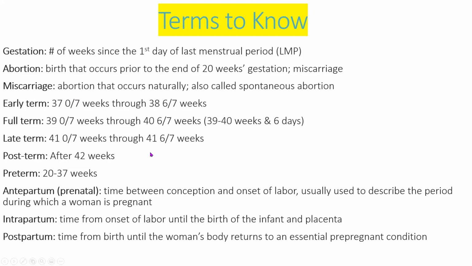Then after the end of the 42nd week, or I'm sorry, the beginning of the 42nd week, it'll be called post-term. And then anywhere between 20 and 37 weeks is going to be preterm. If anyone needs to write this on a diagram or just always reference this, it'll help a lot.